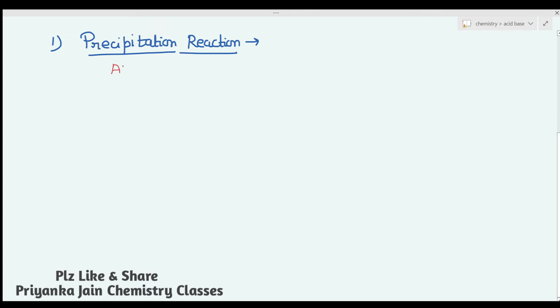Here, we know that whenever AgNO3 is treated with KCl, we get AgCl precipitate and KNO3. This reaction happens in water, because AgCl is less soluble in water, so it gives the precipitate. But the reverse reaction of this can happen in liquid NH3.